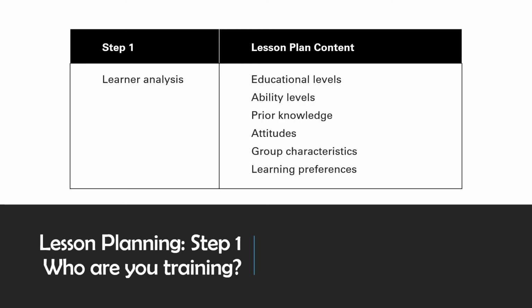In step 1, you're going to analyze your learners. If you can, get a general idea of who will be attending your training. What is their academic background? What work experience do they have? What prior sustainability knowledge do they have? Do they have a positive, negative, or neutral attitude towards the changes that you're proposing?